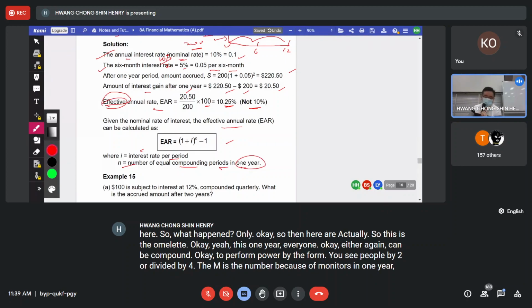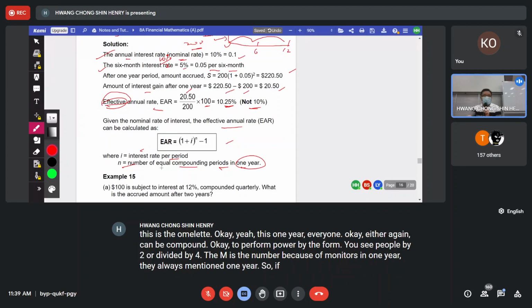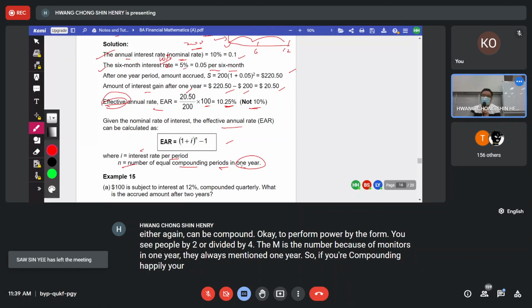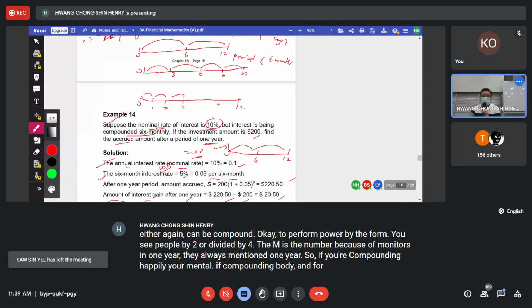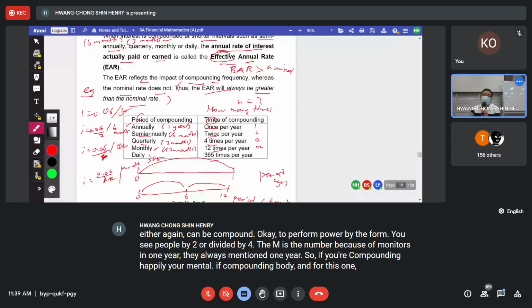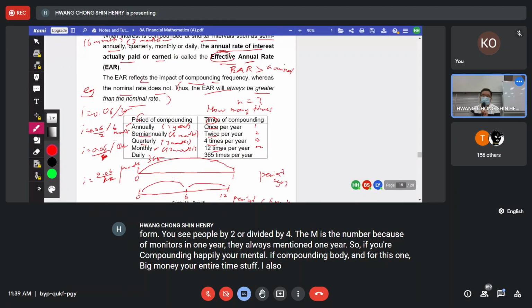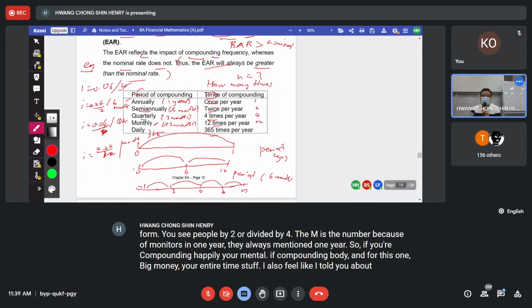Okay, always measure in 1 year. So if you're compounding half yearly, your n has to times 2. If compounding quarterly, your n has to times 4. If monthly, your n has to times 12. And the I is also divided by 2, divided by 4, divided by 12.